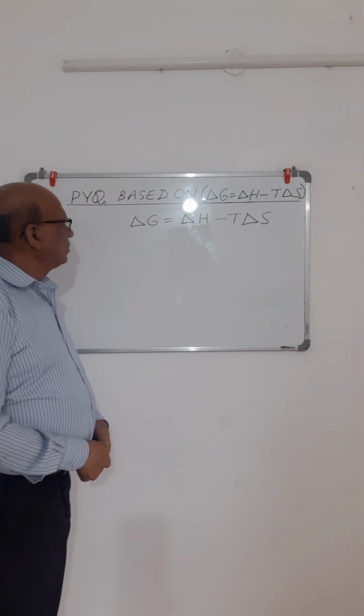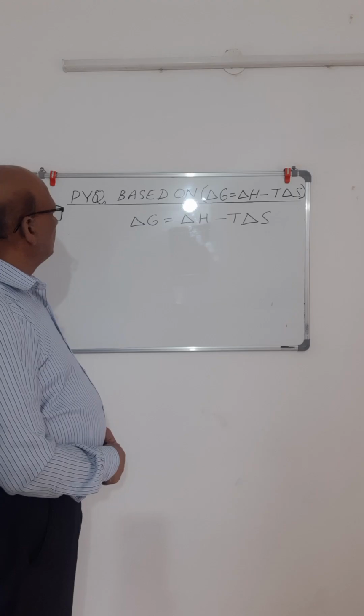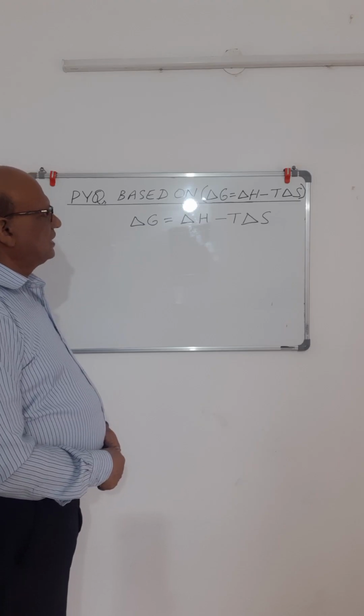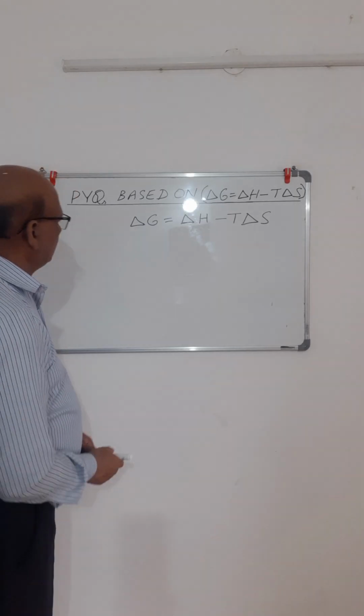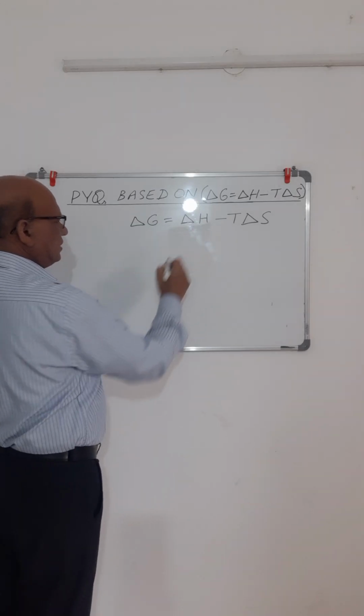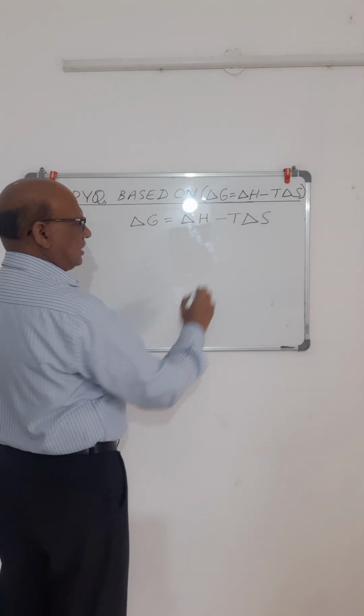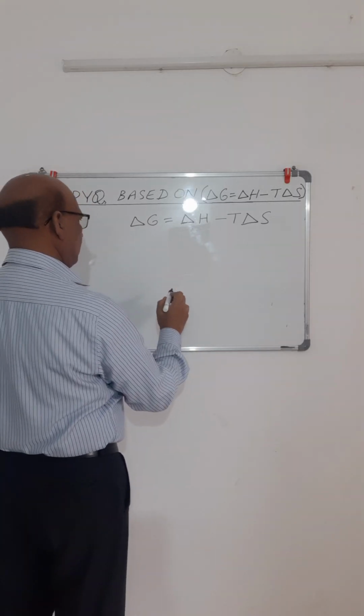Good morning बच्चों. Today we will discuss some PYQs based on delta G equal to delta H minus T delta S. यहाँ पे delta G is the Gibbs free energy change, delta H is the change in enthalpy and delta S is the entropy change and T is the absolute temperature.